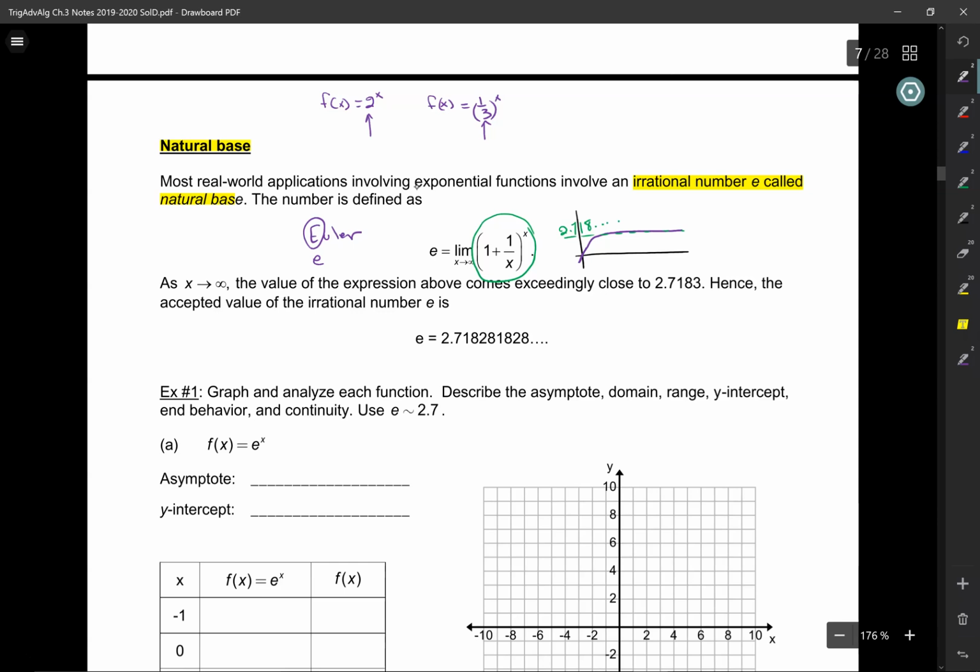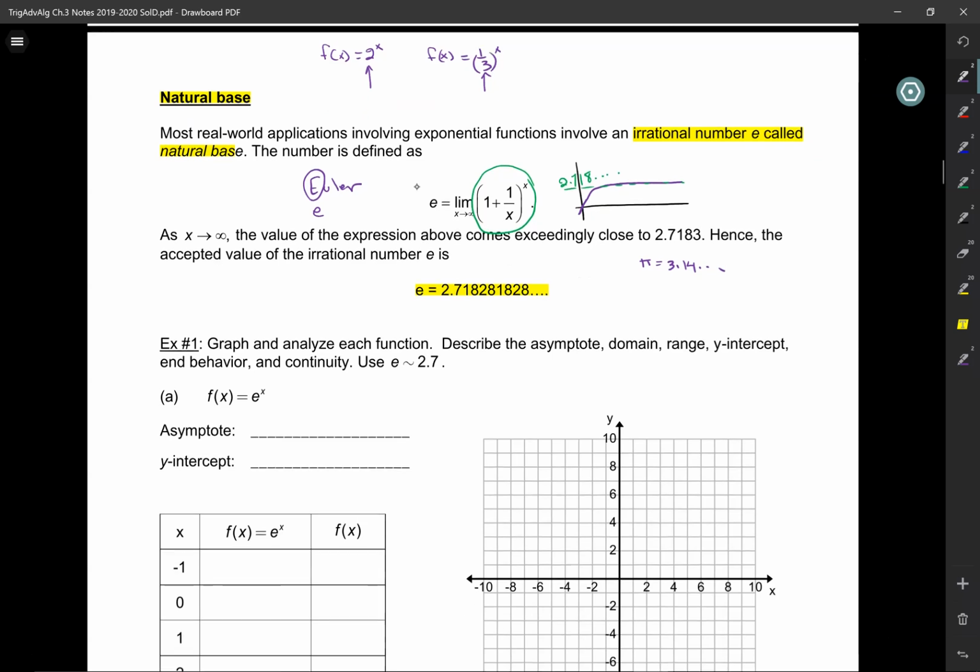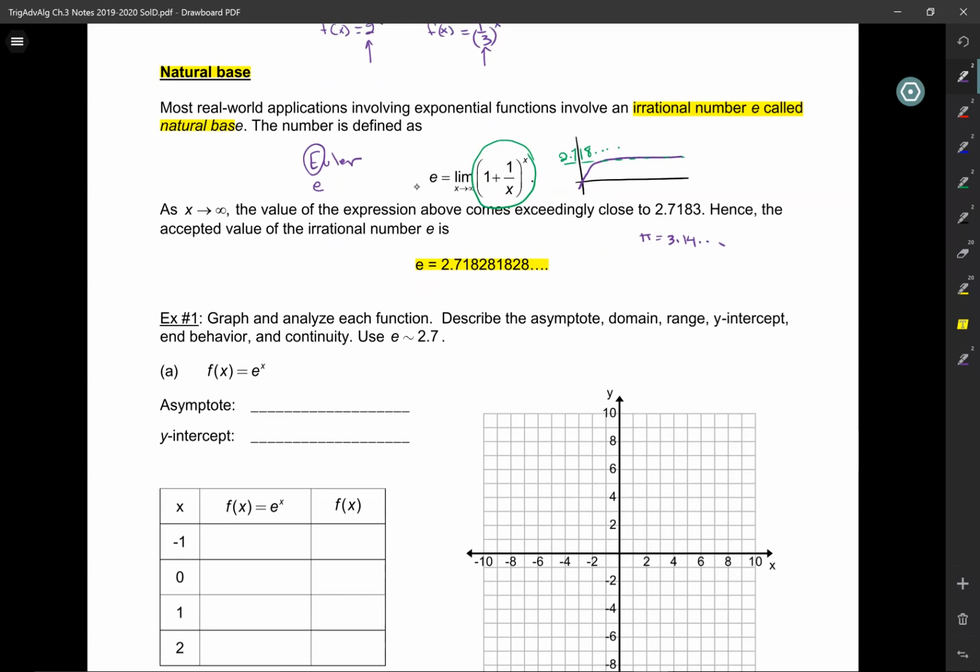All right, so e is 2.718281828. It's an irrational number. It never ends. It's like pi, okay, 3.14, blah, blah, blah. Now this is its cousin, e. So what we're going to do now is graph functions with the base e.